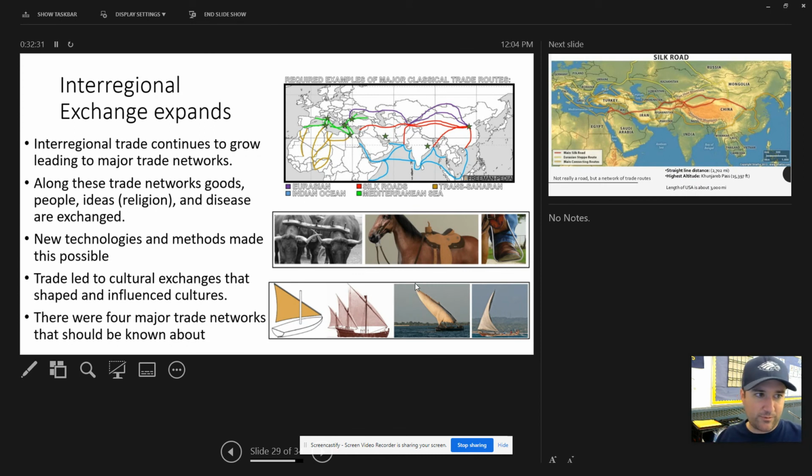Interregional trade or interregional exchange would expand to different parts of the world. There are really the beginnings of major trade networks that happened during this period that will continue into the next period that we talk about more commonly. These trade networks would trade people, ideas such as religious beliefs, and they would trade disease, not on purpose, obviously, but disease was spread because of these exchange networks as well.